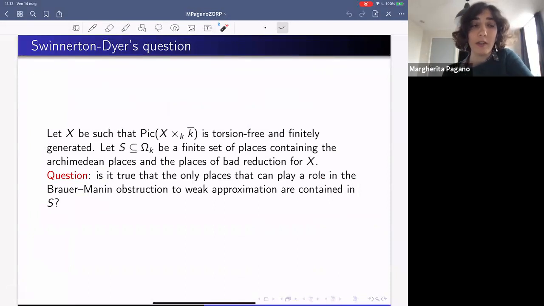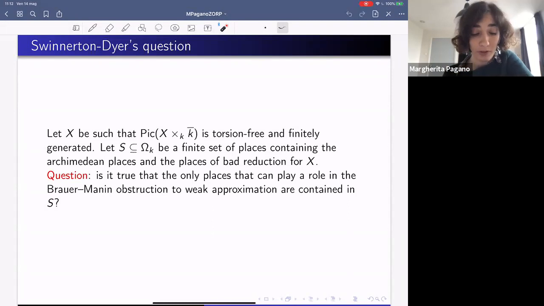Okay, so people have started to find ways to describe this Brauer-Manin set. And in particular, there is this question asked by Swinnerton-Dyer, which is really relevant for my example, because in my example, as I anticipated, we show with a concrete example that the answer to this question is negative.